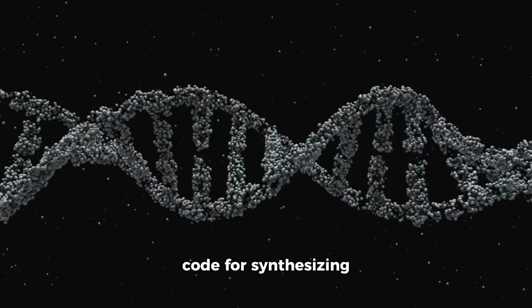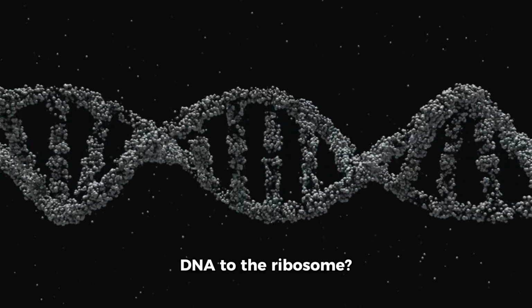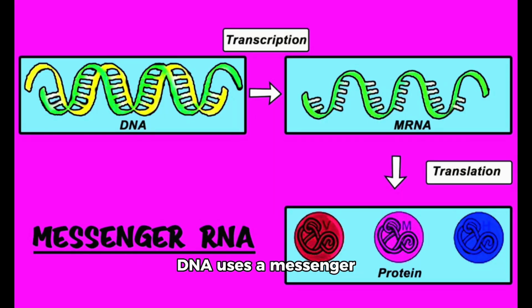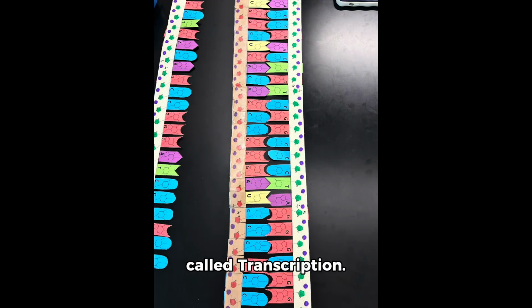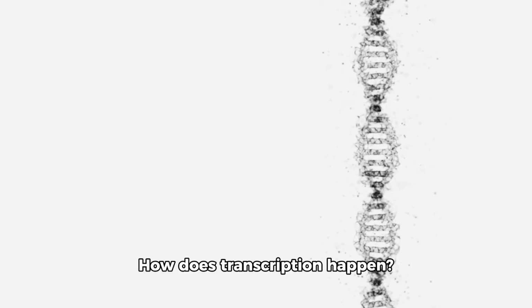How does the genetic code for synthesizing proteins get from the DNA to the ribosome? DNA uses a messenger called messenger RNA, or mRNA, to carry the genetic code from the nucleus to the ribosome. The process of building this messenger RNA is called transcription.